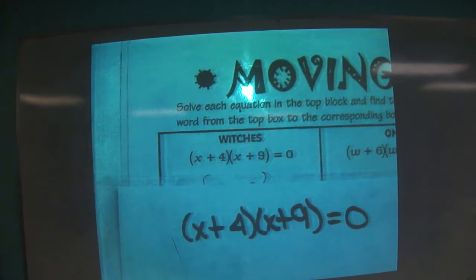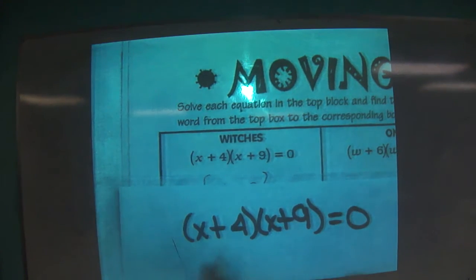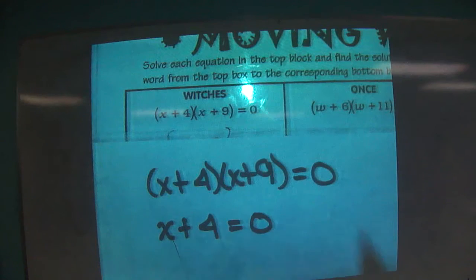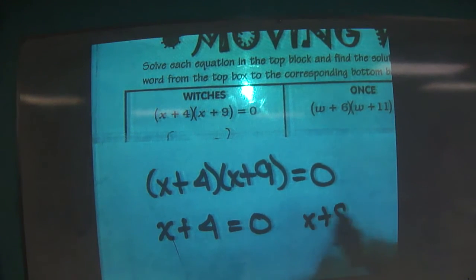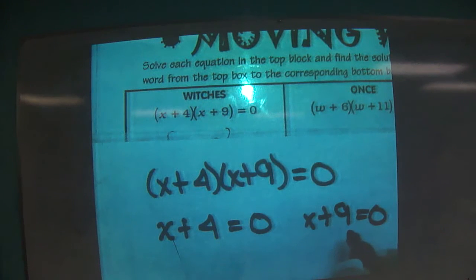And so this is called the zero product property. The zero product property says that if any of the factors equals 0, they can all equal 0. So, therefore, you set x plus 4 equal to 0, and x plus 9 equal to 0, and you solve each of the equations.